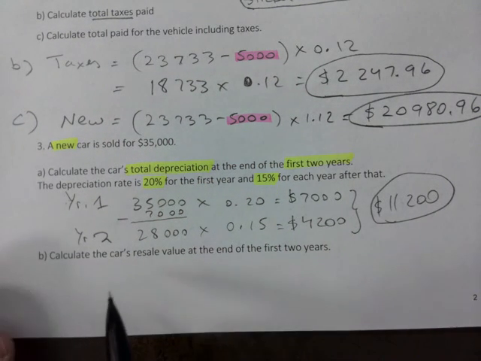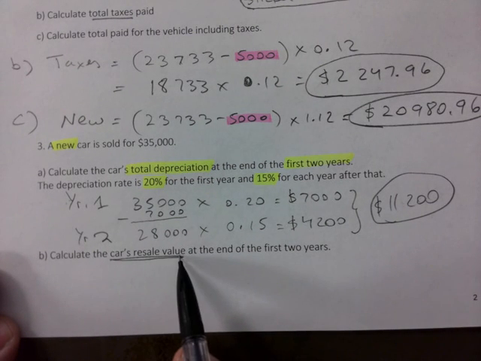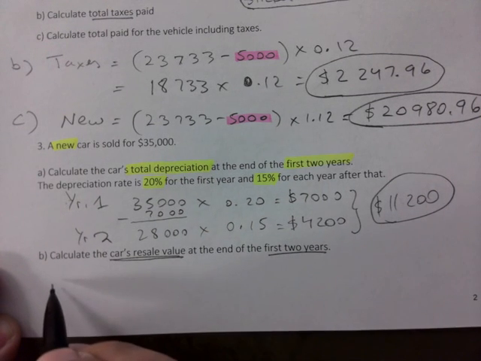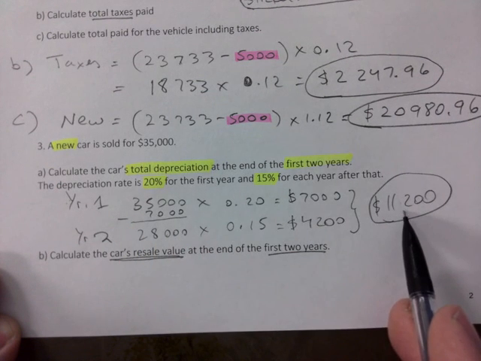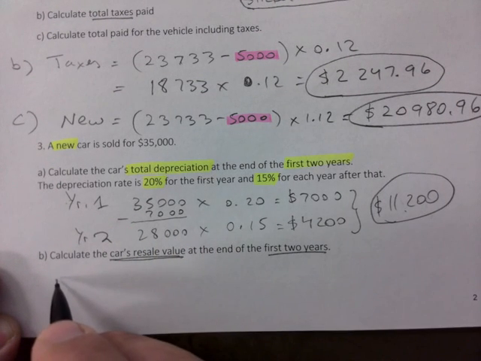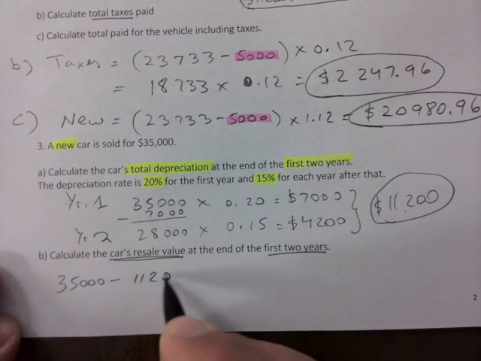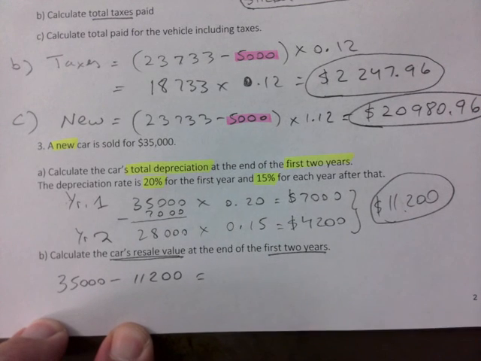All right. Next, what's the resale value? Basically, what is left after the first 2 years. So 2 options, right? You can go with a 35 and just subtract what you've lost. That'd be 35,000 minus 11,200. That, folks, right there is showing work.